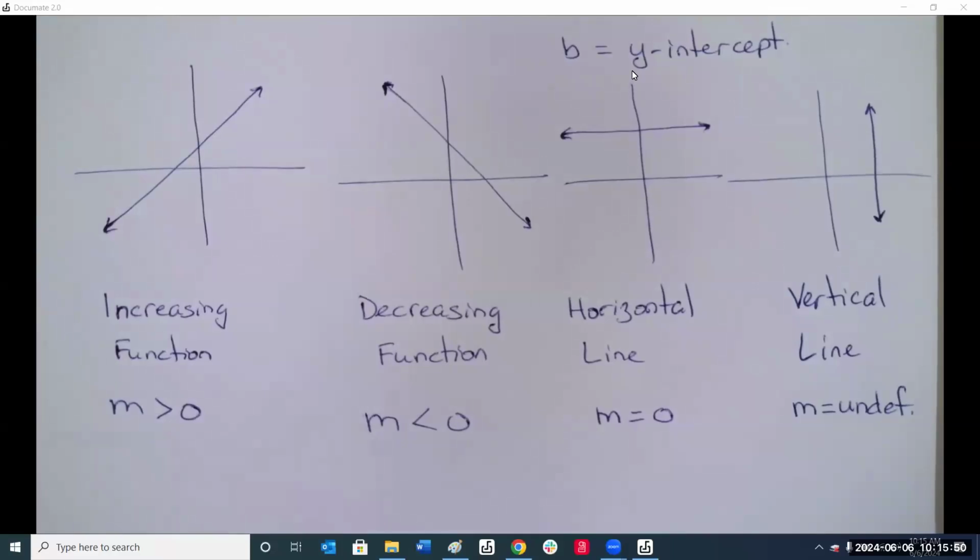But just by looking at the equation, y equals mx plus b, if the slope is positive, you know the graph's going to be going up. If it's negative, it's going to be a decreasing function. If there is no slope, then it's horizontal. And if the slope is undefined, it's vertical.